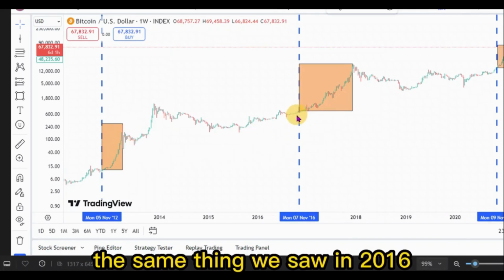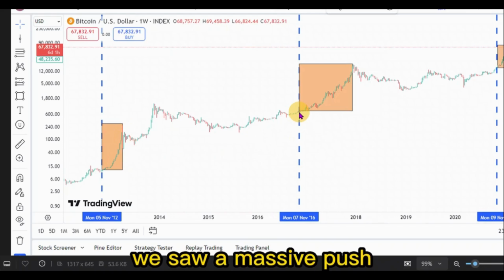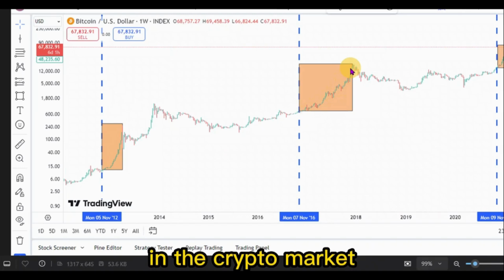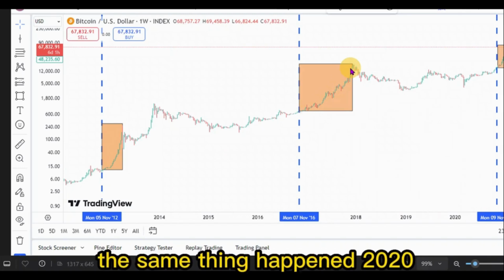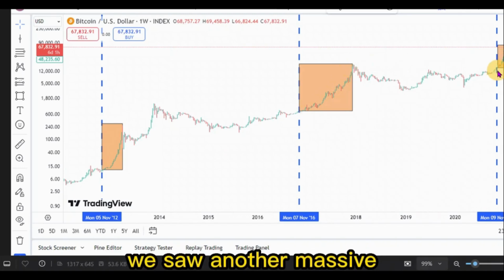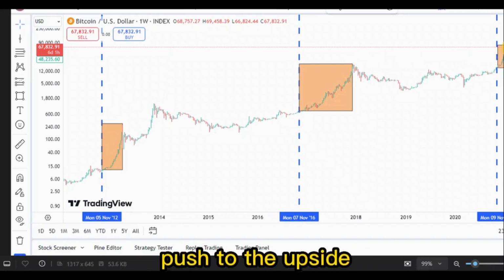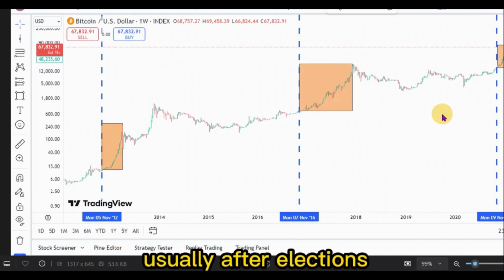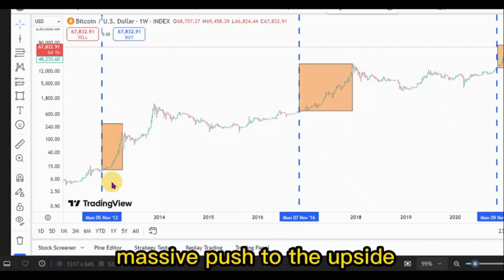The same thing we saw in 2016 when Trump won. We saw a massive push to the upside right here in the crypto market. The same thing happened in 2020. We saw another massive push to the upside. So basically, we can safely say that usually after elections, we see a massive push to the upside.